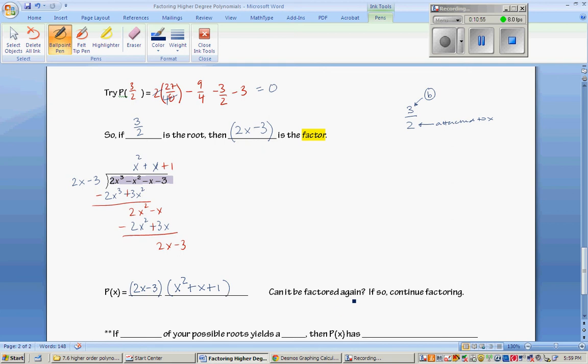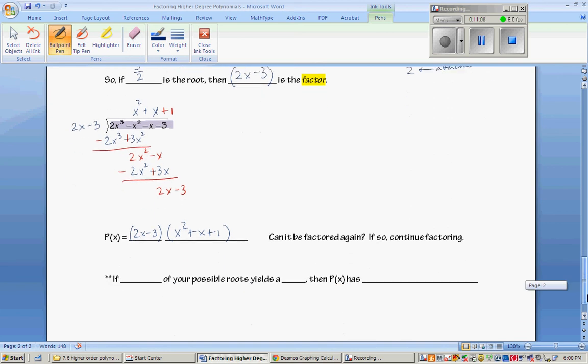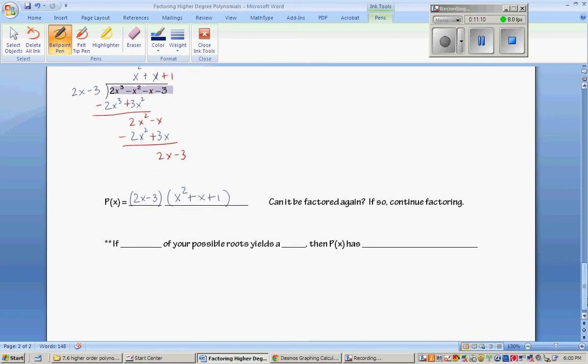And can it be factored again? What two things multiply to give you 1 and add to give you 1? Nothing. So we are finished with this particular problem. There is one last note, though, that I do want you to know about. We are not going to encounter this, but it does happen.